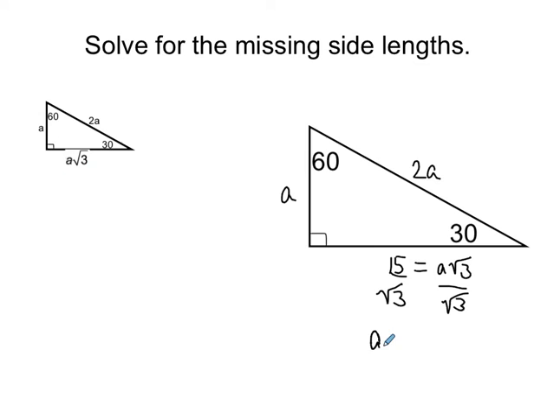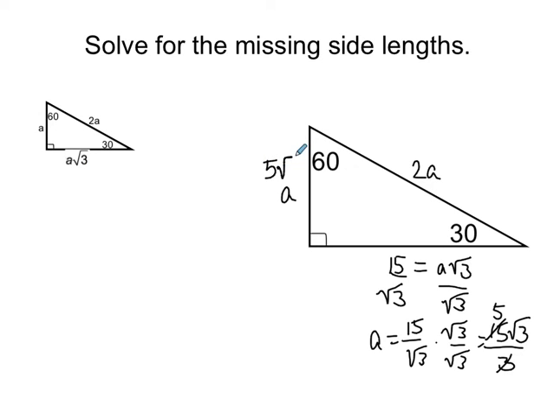That gives me a equals 15 over the square root of 3. And I need to rationalize. And the 3 goes into the 15 5 times. So now I know what a is. A is 5 times the square root of 3. 2a is 10 times the square root of 3.